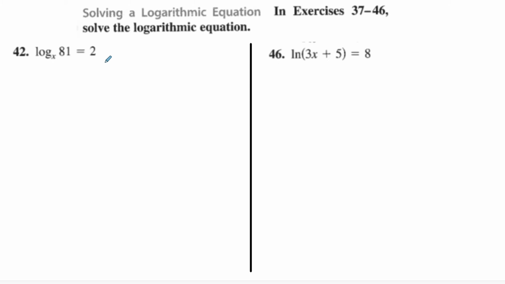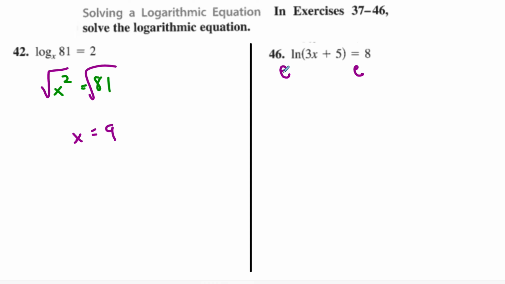All right, more. So rewrite in exponential form. Now we know the base of a log cannot be negative. So when we take the square root, all we get is 9. We don't get plus or minus 9, we just get 9. That's it.